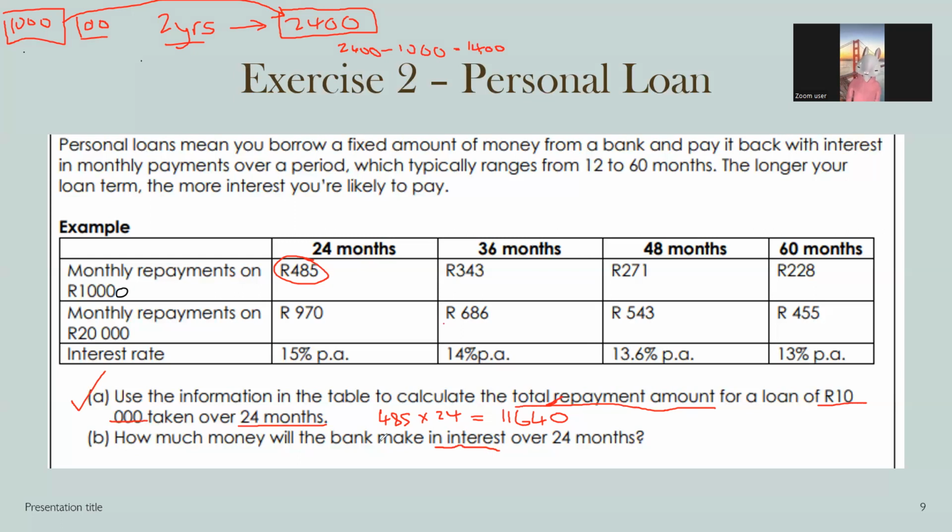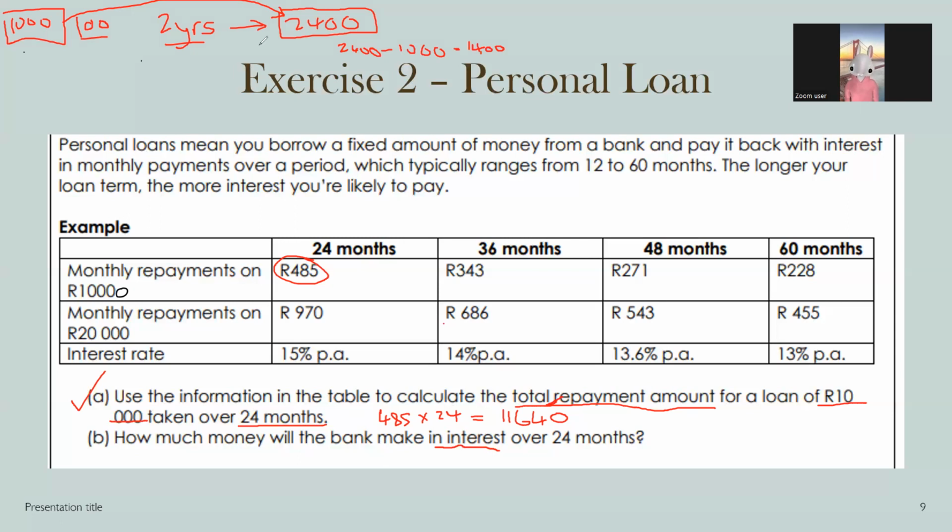Okay, so wait, what is the amount? It was 11,640. Yes. Minus 485? No. No. Okay, let's go back to our hypothetical example.